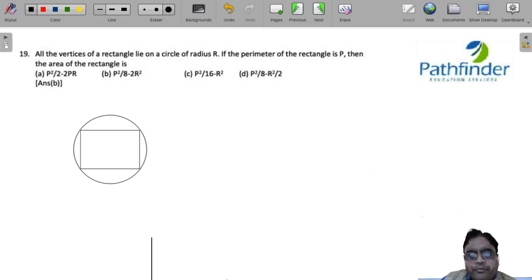CAT 2022, slot 1, QA question number 19. All vertices of a rectangle lie on a circle of radius R. If the perimeter of the rectangle is P, then the area of the rectangle is.